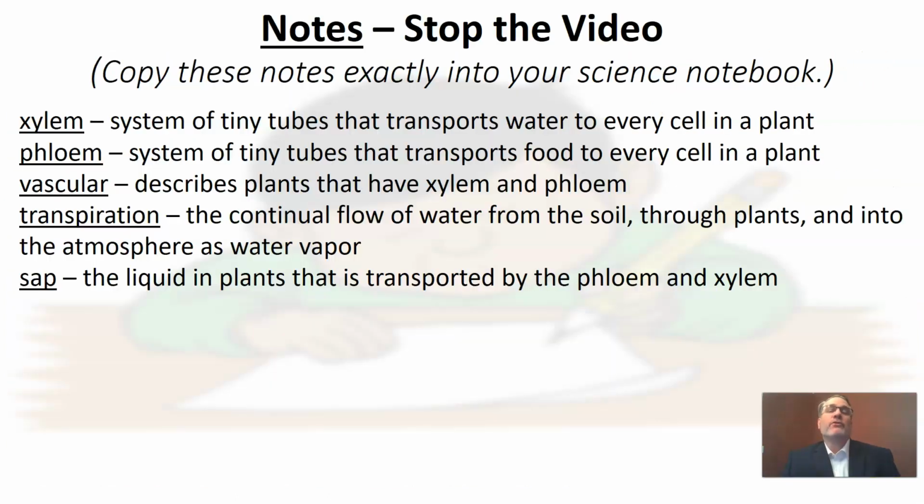So we need to take a few notes that'll help us out. Not many here, so I'm going to need you to go ahead and pause the video, and I want you to copy these notes exactly as you see them into your science notebook. I want you to take notes that will tell you about the xylem, the phloem, vascular. I need you to understand what vascular is and remember that. I'll be able to define transpiration and also a quick definition for sap. So if you'll pause the video and go ahead and copy these notes in your notebook, then restart the video.